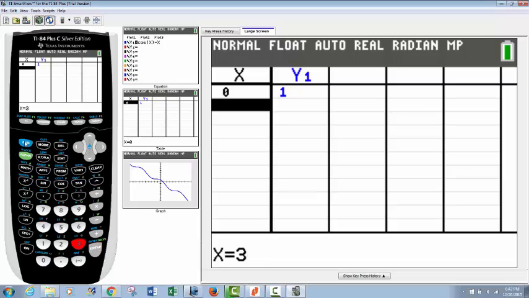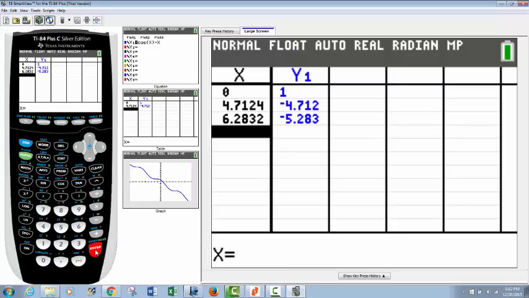3. Where are you? Pi. There you are. Pi divided by 2. It'll convert that to decimal radians. And 2 pi. And there we go.